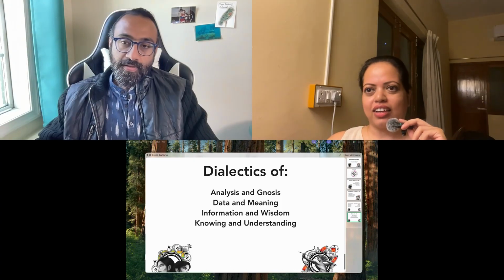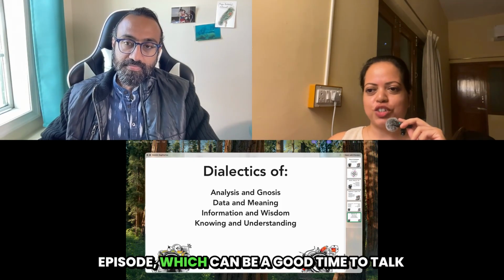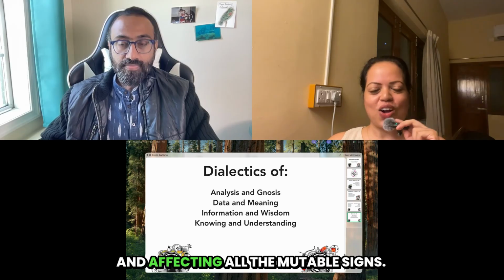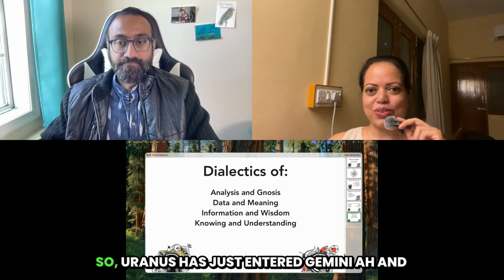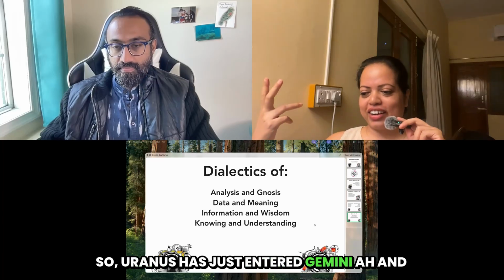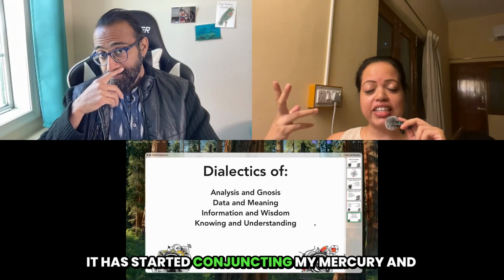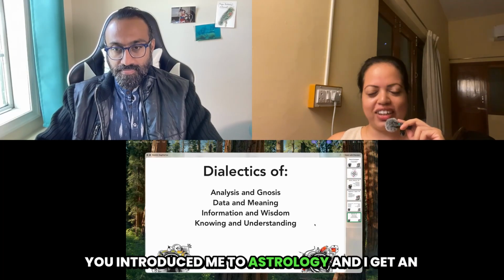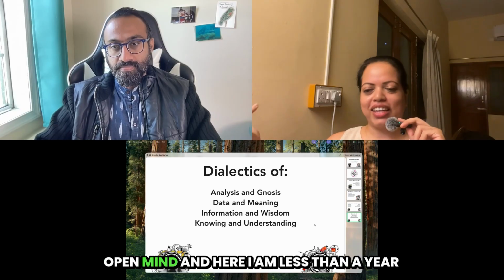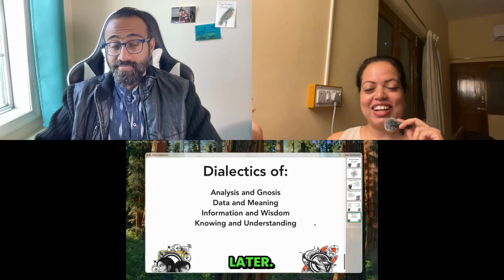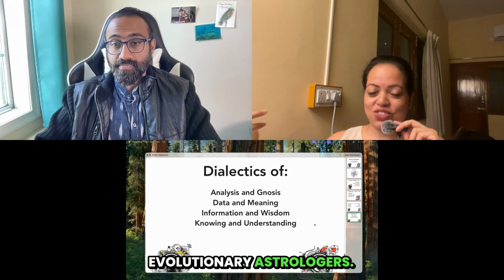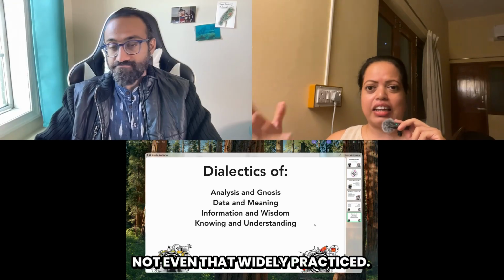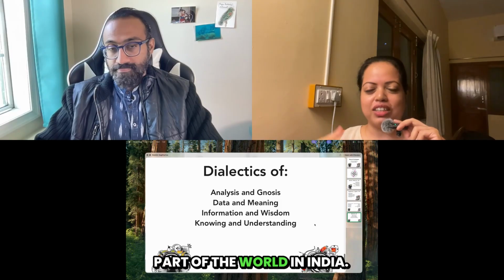And I think we're coming to the end of this episode, which can be a good time to talk about Uranus entering Gemini and affecting all the mutable signs. So Uranus has just entered Gemini, and it started conjuncting my Mercury in Gemini last year. That's when we had that conversation. You introduced me to astrology, and I got an open mind, and here I am. Less than a year later, we're both becoming astrologers, evolutionary astrologers. We even found this type of astrology that's not even that widely practiced, even in the West, let alone here in this part of the world in India.